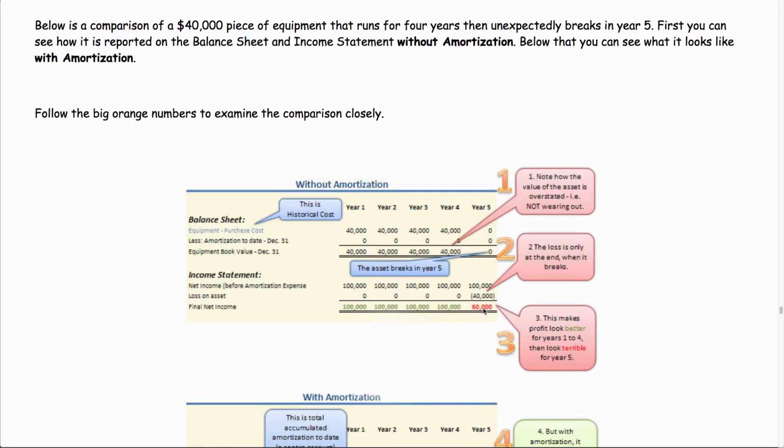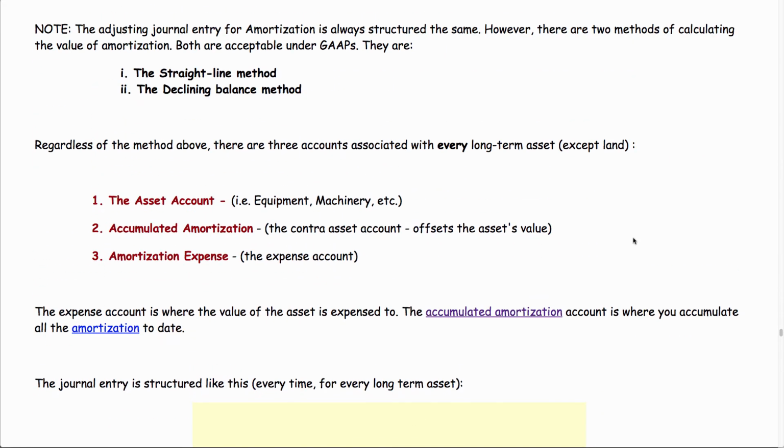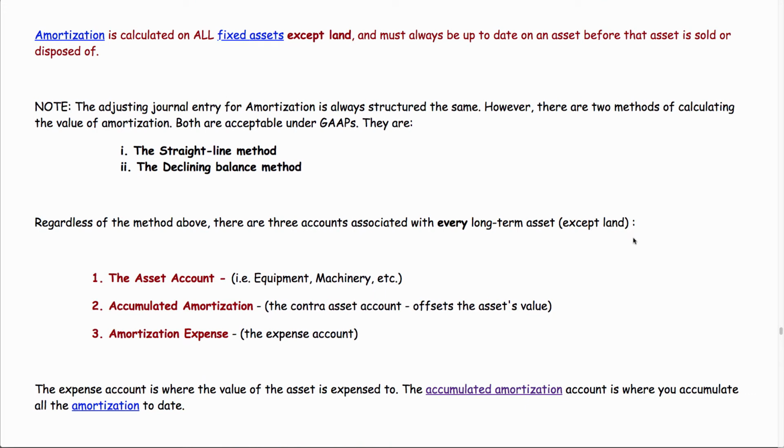Does that make sense? Remember the purpose of accounting, to produce useful information for decision making. Does this information convey what actually happened over those years? Well, no. The asset wore out slowly as you used it over 4 years. So why would you ever present it like this? You shouldn't, right? And that's why amortization exists. There are 2 methods. They are shown right here. To do amortization, there's the straight line method and the declining balance method.